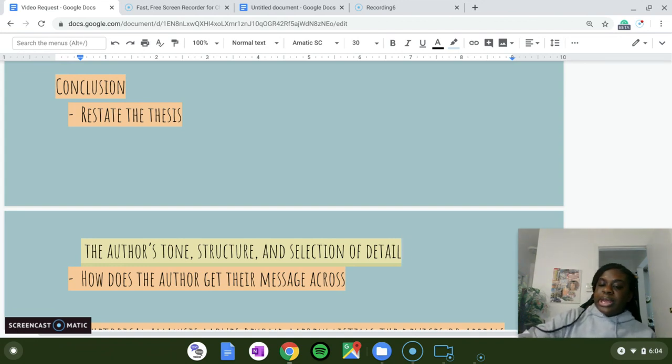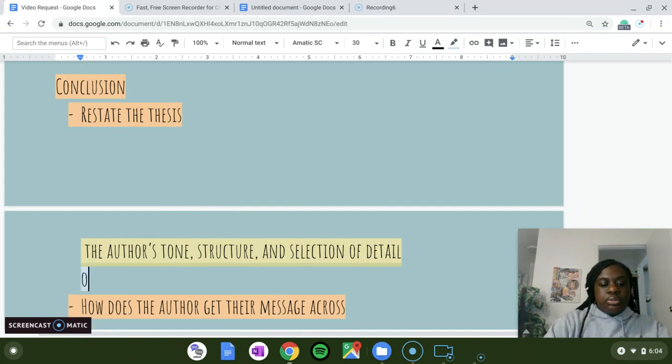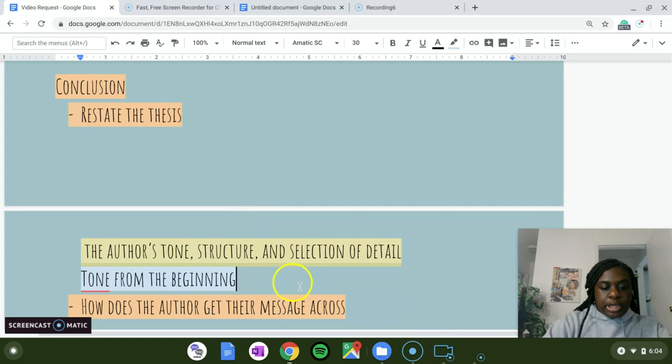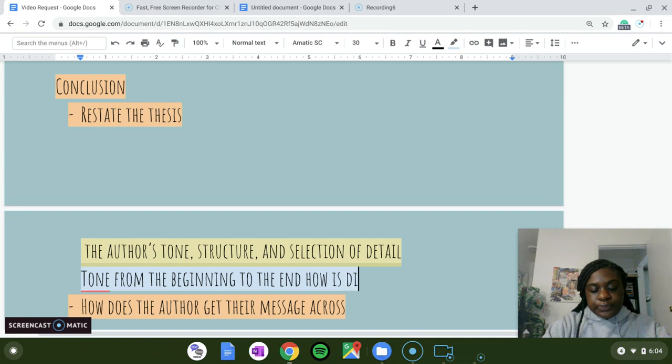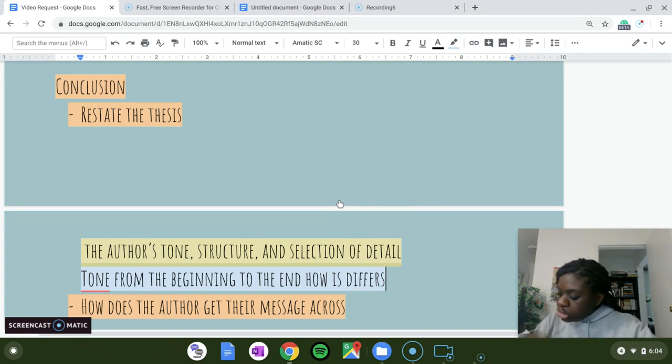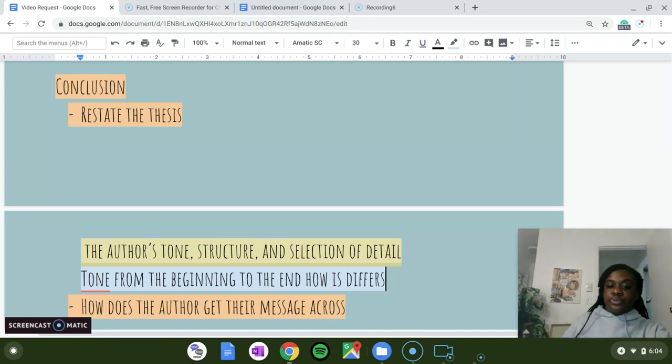Okay, so we know that at the end of this the author wants you to know that there's going to be a big change, and he does that through the contrast. He does that through showing the tone from the beginning to the end, how it differs, again also by the structure, which is once again all related, and the vivid detail.